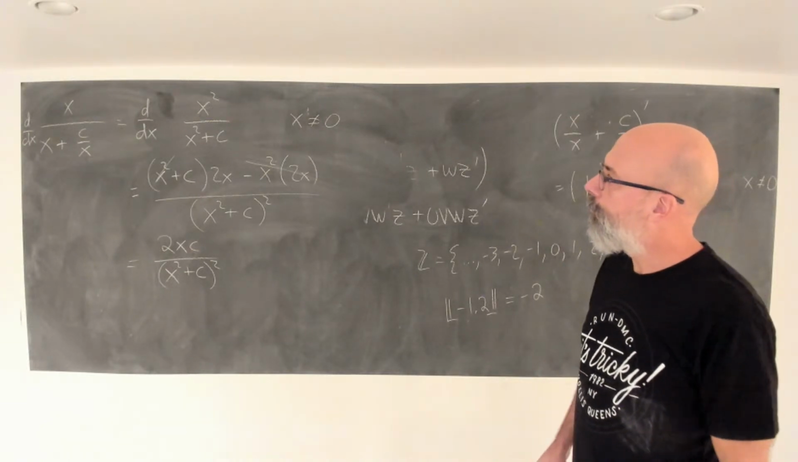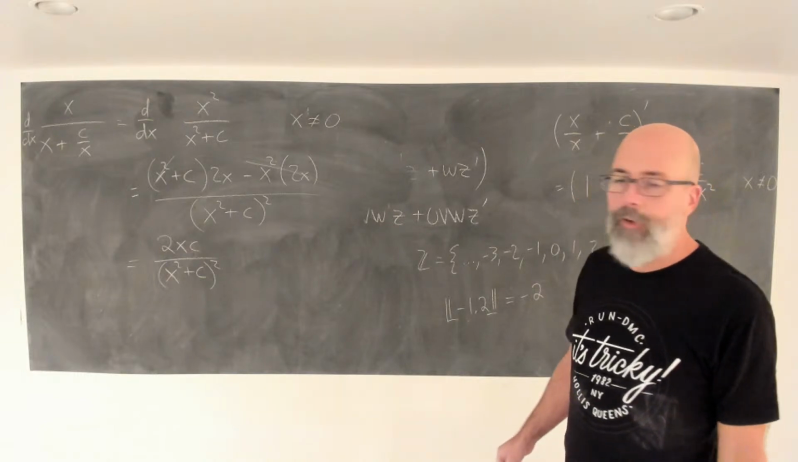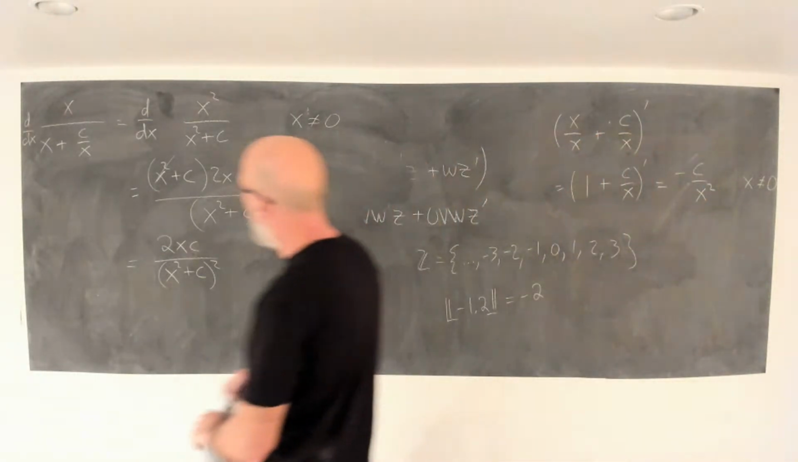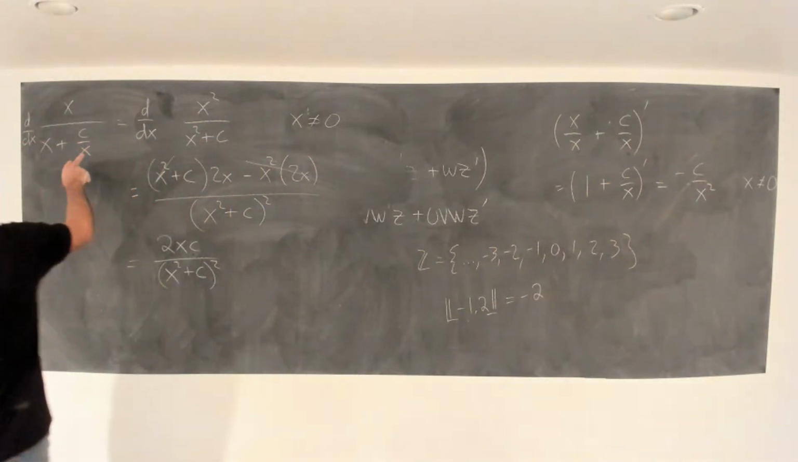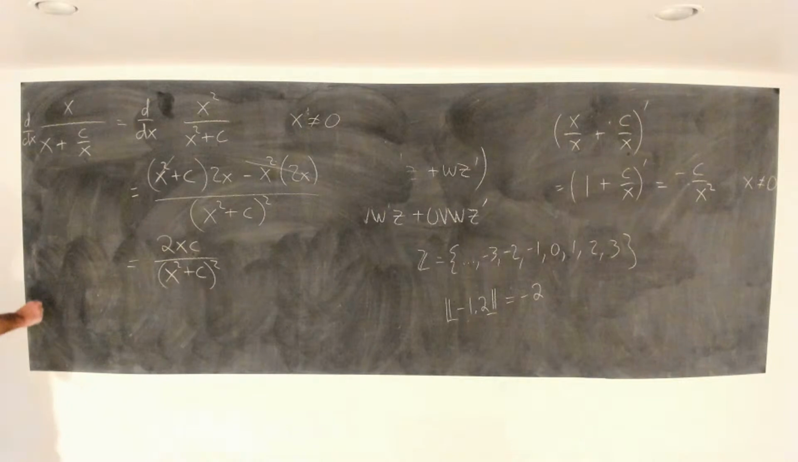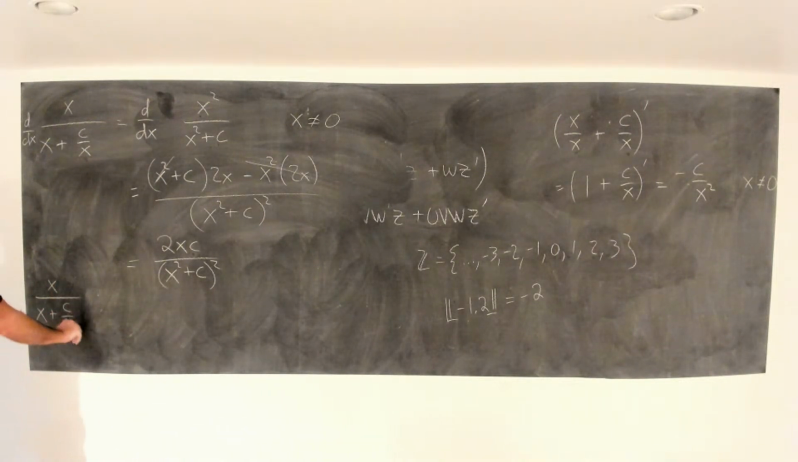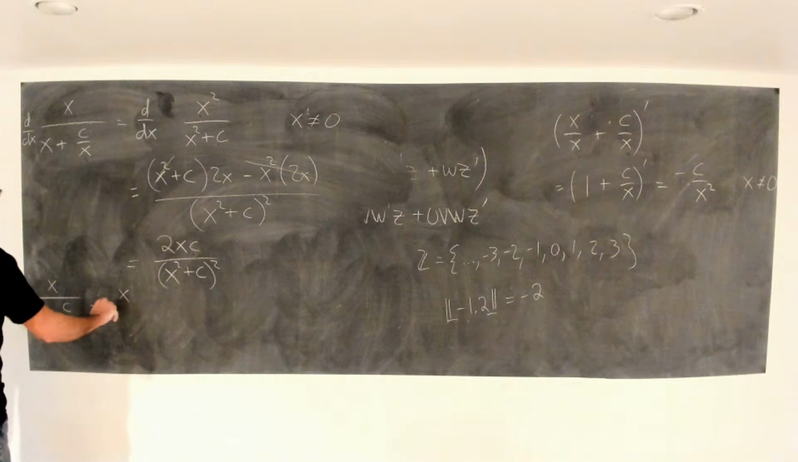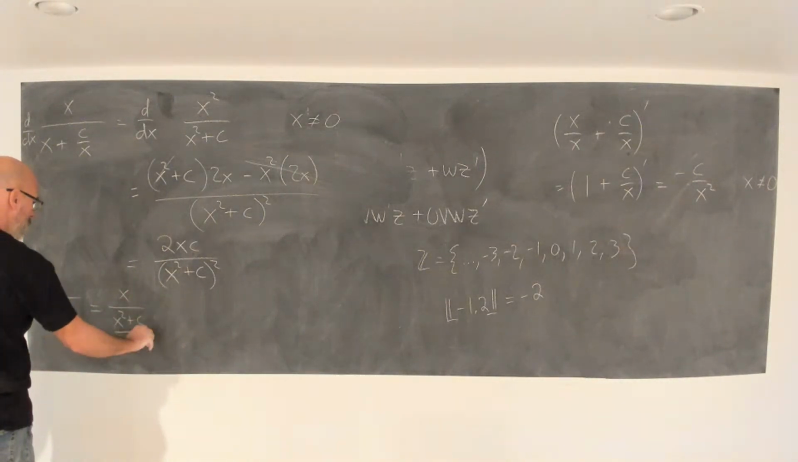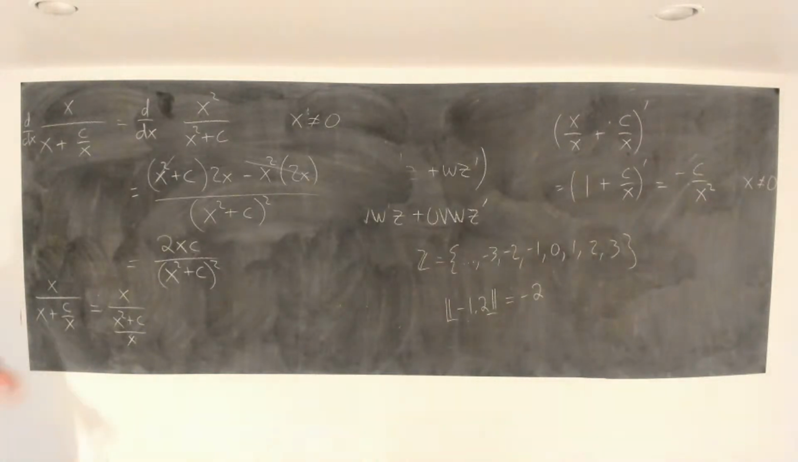I want to go over the first step. All I'm doing is simplifying. I suggested we simplify before differentiating, right? So x over x plus c over x, common denominator. And when you divide by a fraction, you multiply by the reciprocal.